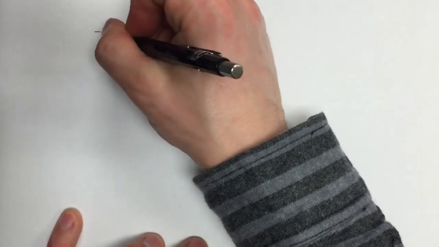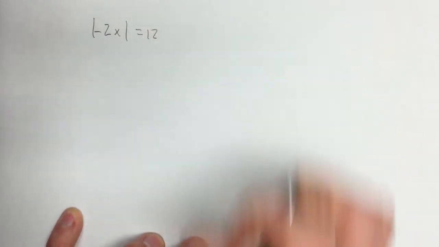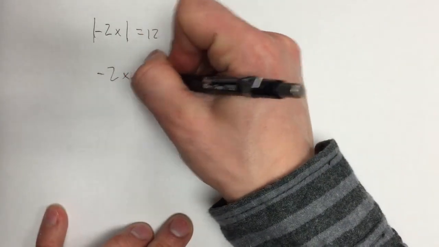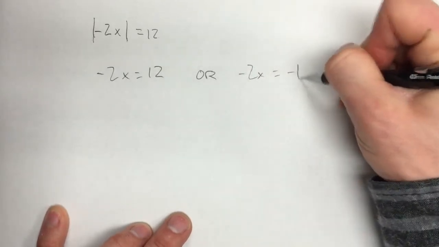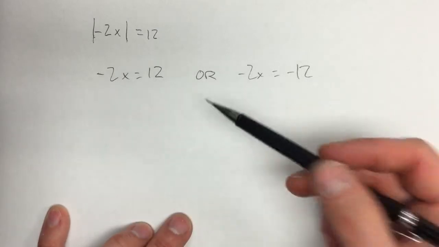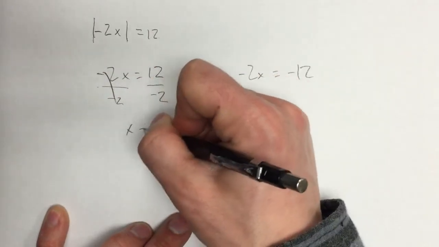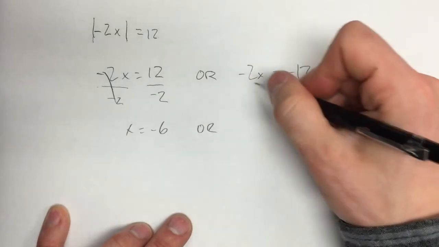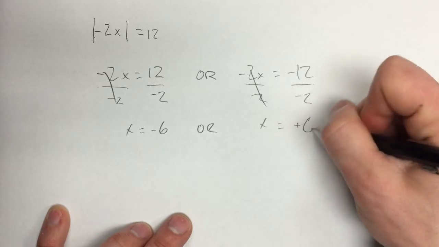And let's say the absolute value of negative 2x equals 12. All right, well, let's split it into two different equations. Negative 2x equals 12, or negative 2x equals negative 12. All right, positive and negative. So let's go ahead and solve these. Divide by negative 2, x equals negative 6, or divide by negative 2, x equals positive 6.